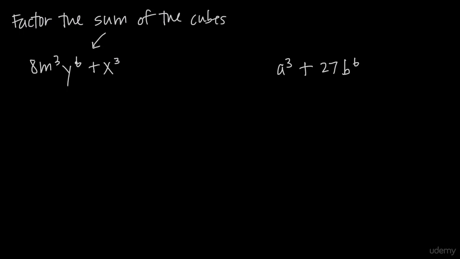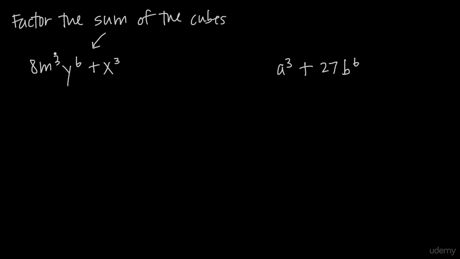8m³y⁶ is the perfect cube of 2my², because if we take the cube root of all three of these individually, the cube root of 8 is 2, because 2 times 2 times 2 is 8. The cube root of m³ is m, because m times m times m is m³. And the cube root of y⁶ is y², because y² times y² times y² is y⁶.